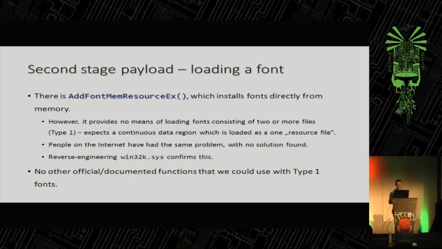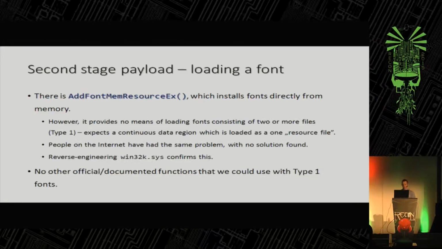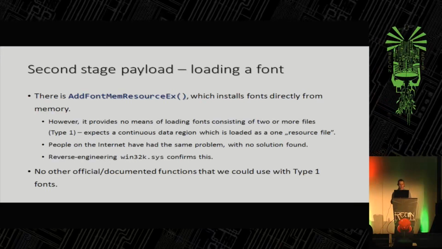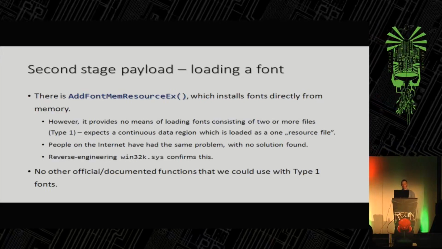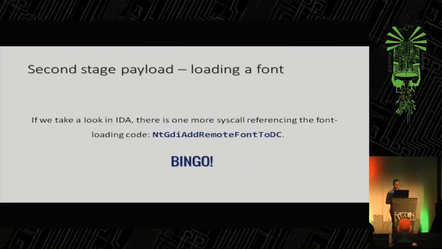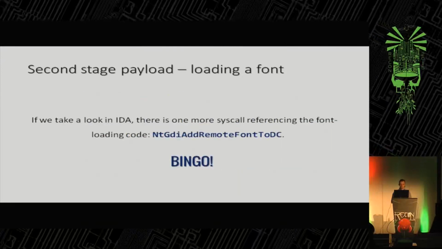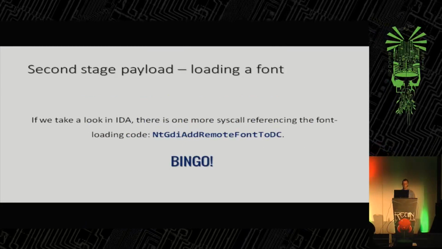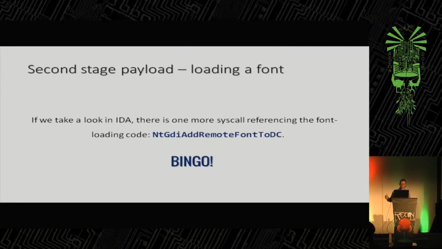And I also confirmed that it was actually a problem by reverse engineering Win32k. And there are no other official or documented functions that we could use to actually load Type 1 fonts. But obviously we are reverse engineers, so we can open up IDA and see what other system calls there might be that reference the font loading code.